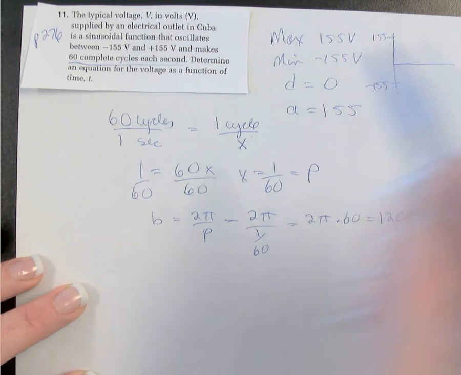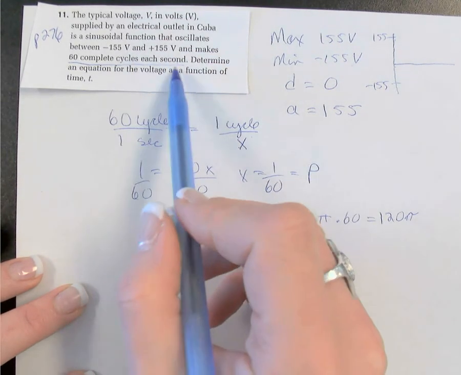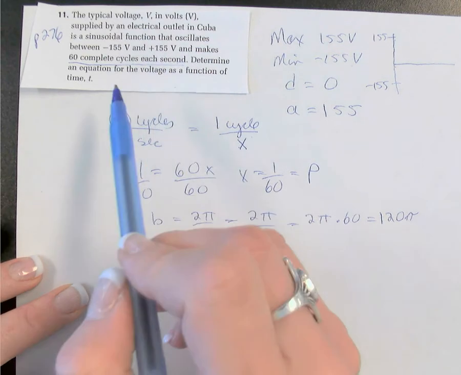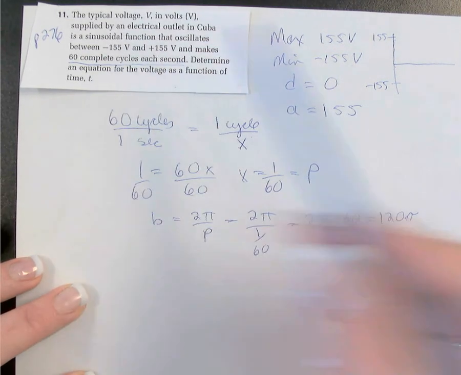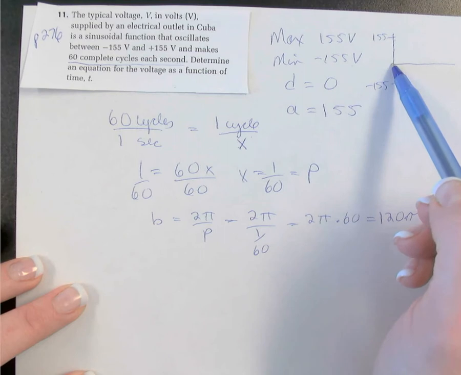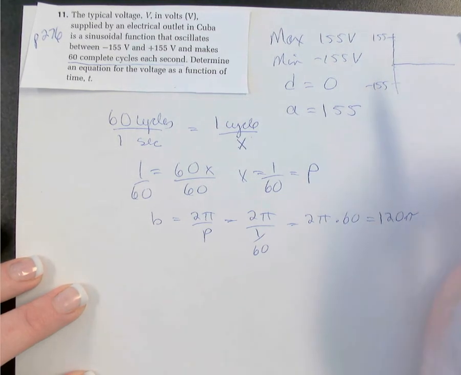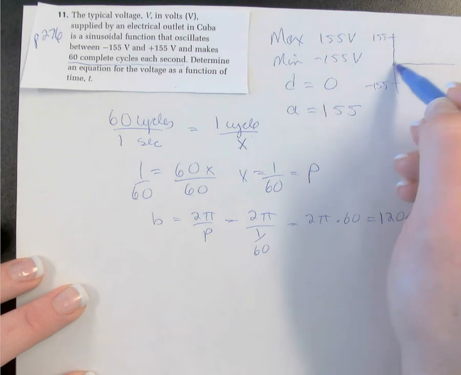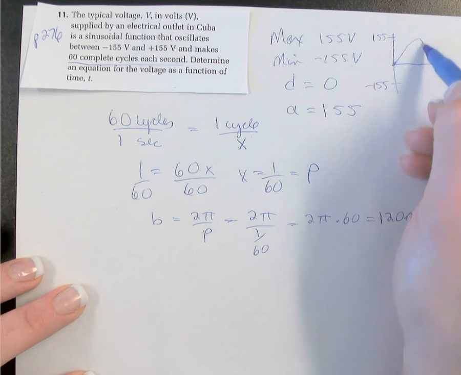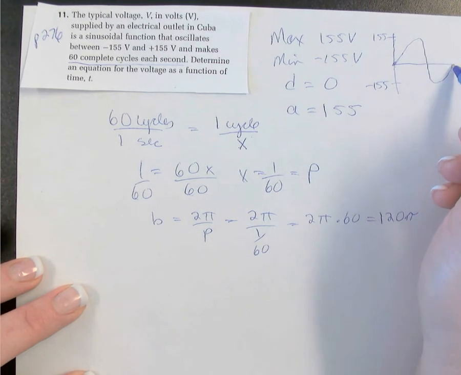We do have a little bit of an assumption to make here. It doesn't particularly tell me where the starting value is. So we're going to say that it's just starting at even, and it could go to a min or a max. So we'll keep it simple and say that it's starting at the median and just working its way up, which would give us a sinusoidal function.